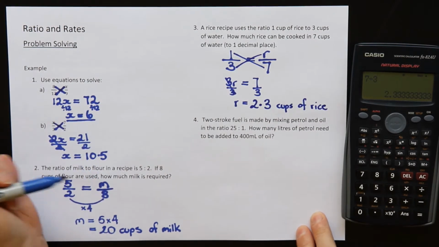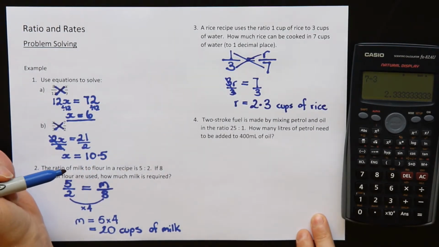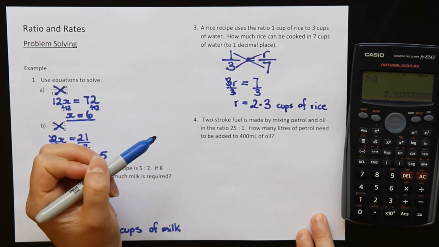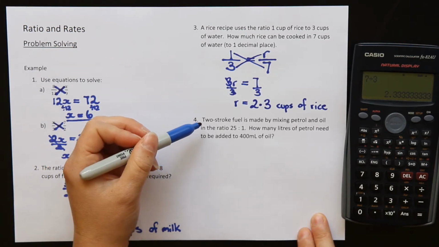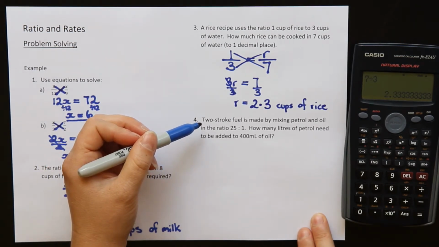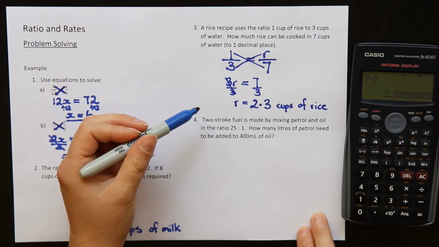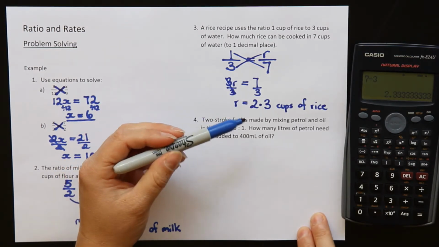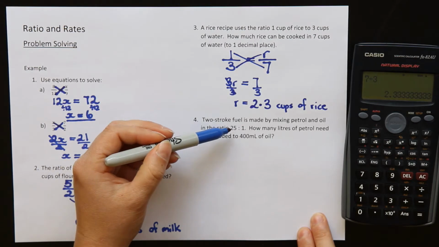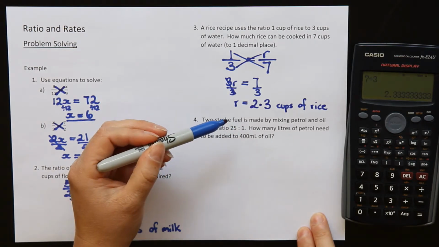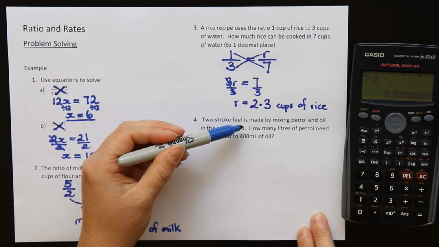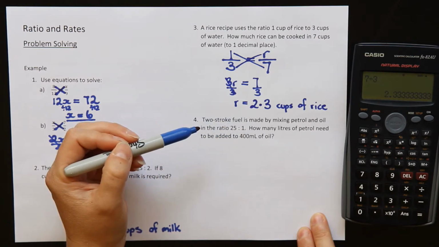Okay, so you can see I've got a few cooking questions here, but next, question 4, we have one about two-stroke fuel. Two-stroke fuel is made by mixing petrol and oil in the ratio 25 to 1. So 25 would be the petrol, 1 would be the oil. How many litres of petrol need to be added to 400 mils of oil?